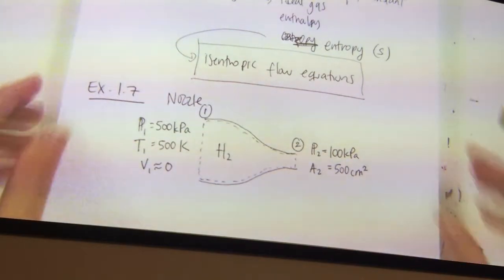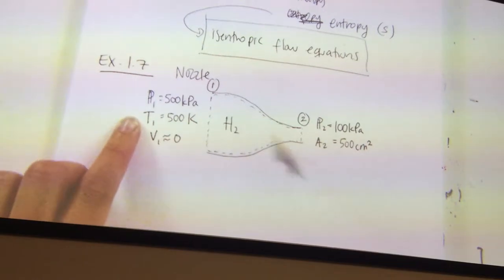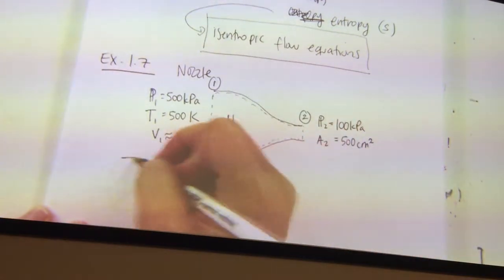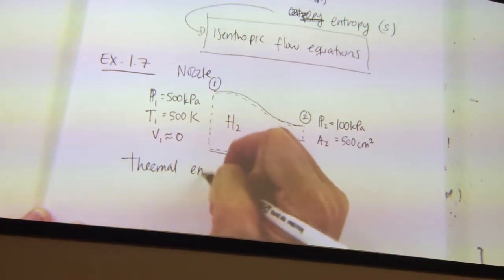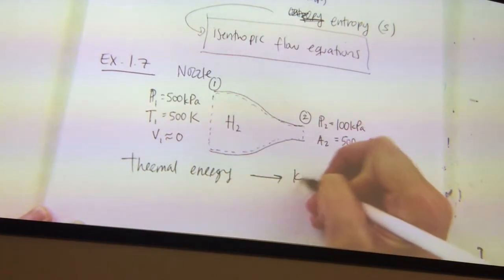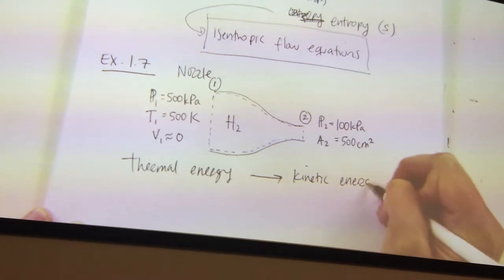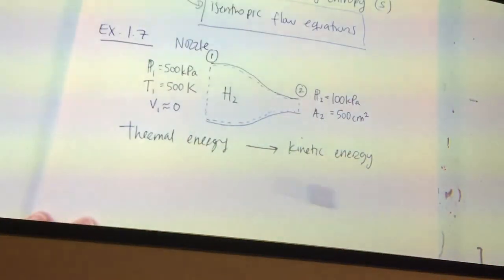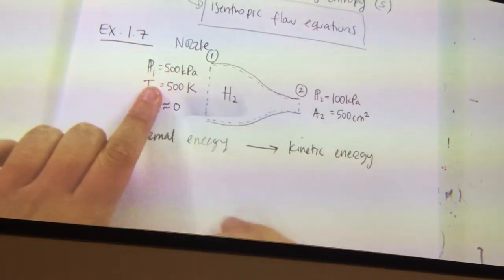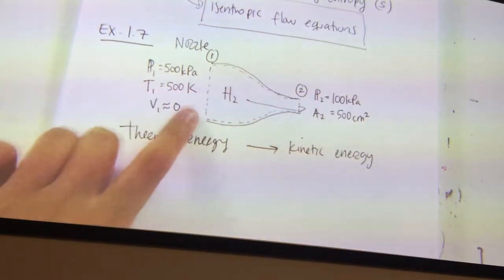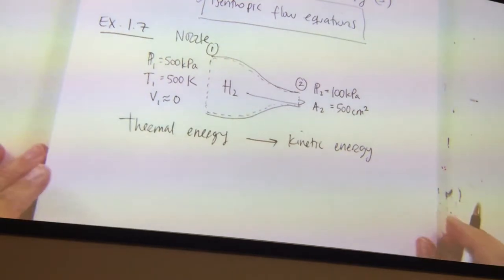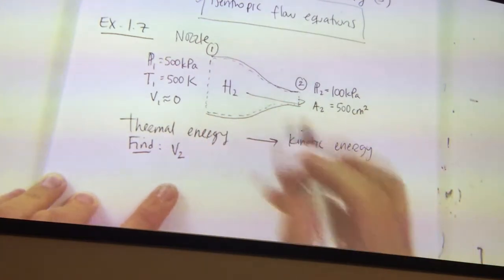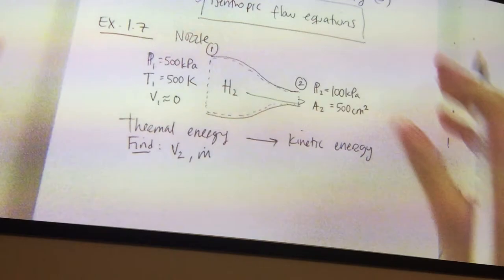This is a good example of thermal energy. We have very high temperatures, and that high temperature becomes mechanical or kinetic energy. So the high temperature becomes a high velocity at the end; we're just speeding up the fluid. This happens because of the change in pressure: the fluid wants to go toward the lower pressure. What we want to find is velocity two, the velocity at the exit, and also the mass flow rate that goes through the flow.